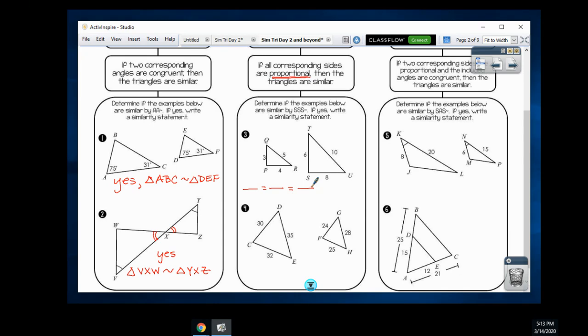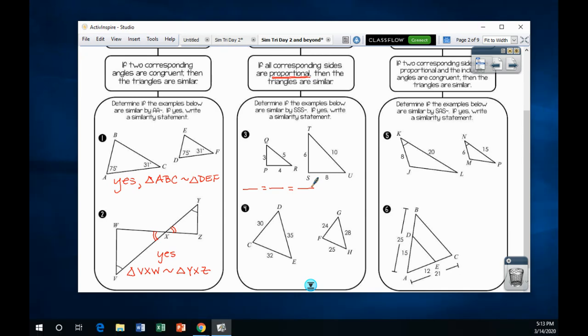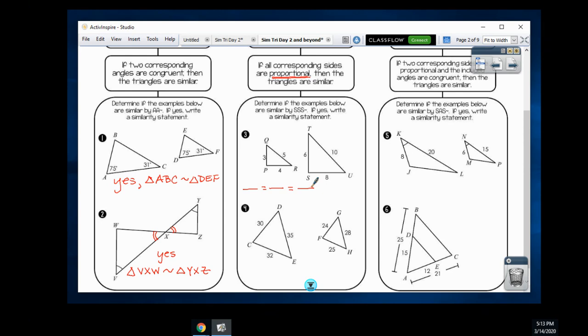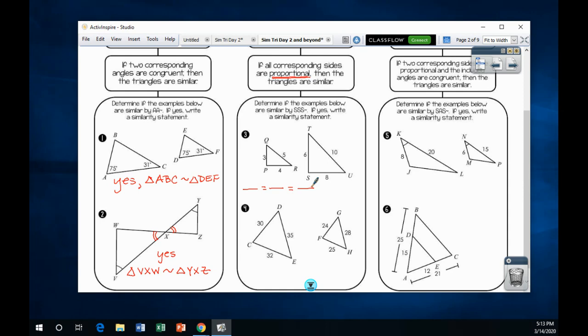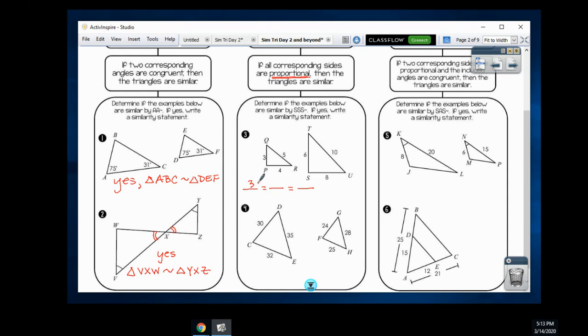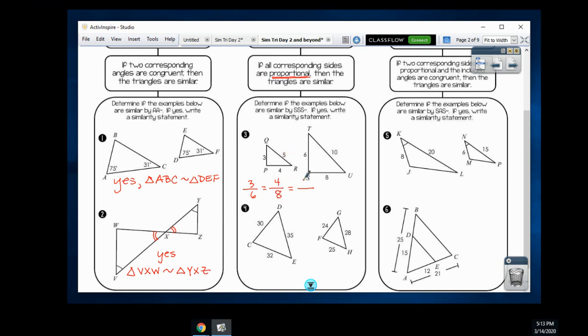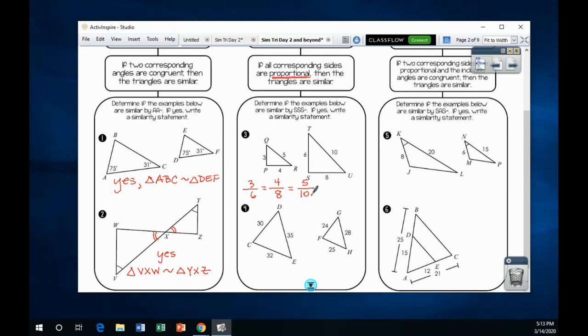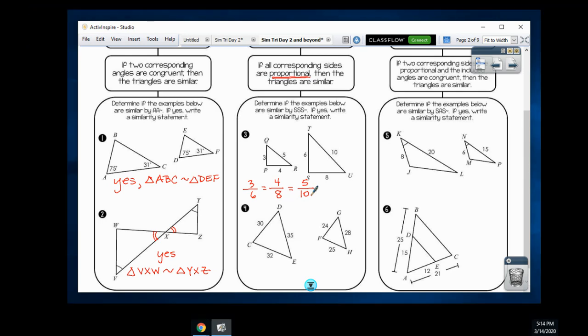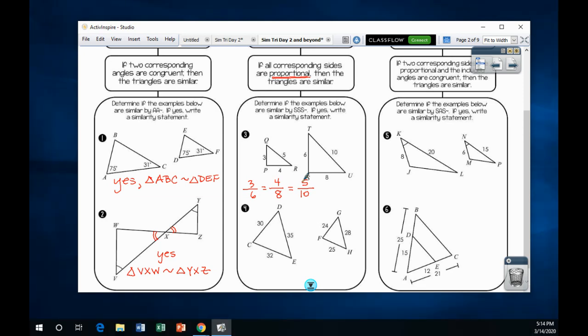So if you look at these two triangles, just the way they're drawn, let's compare 3 and 6, let's compare 4 and 8, and let's compare 5 and 10. And guess what? Every one of those fractions is equal to each other. All of them are 1/2, aren't they? So this would definitely be a yes.